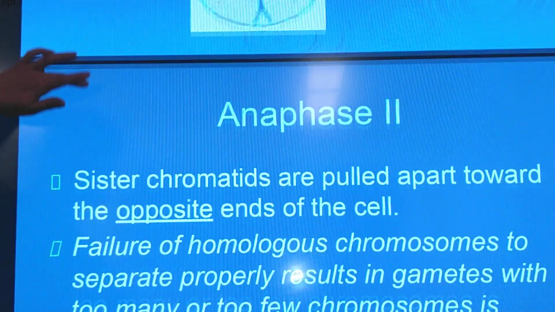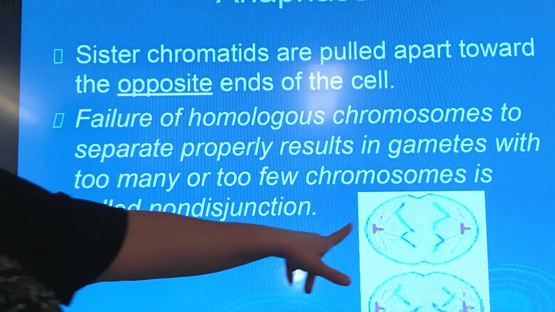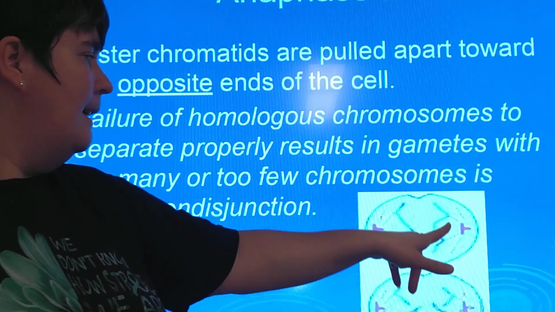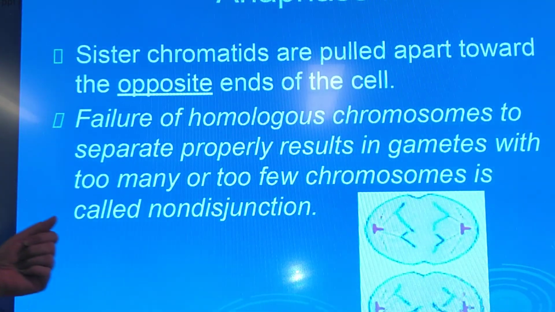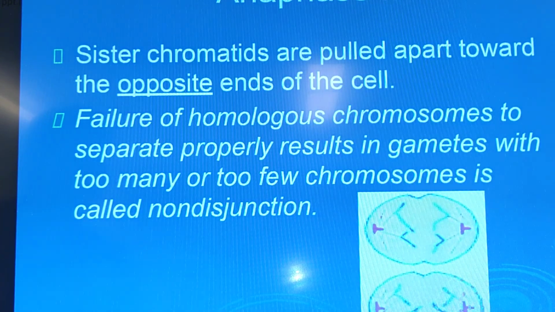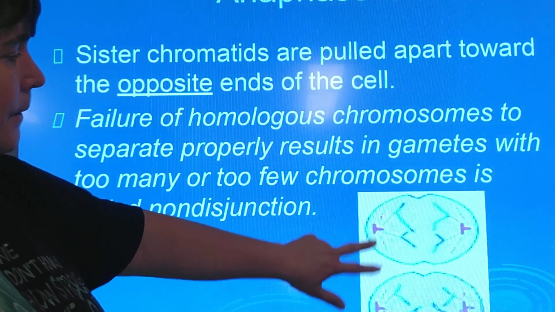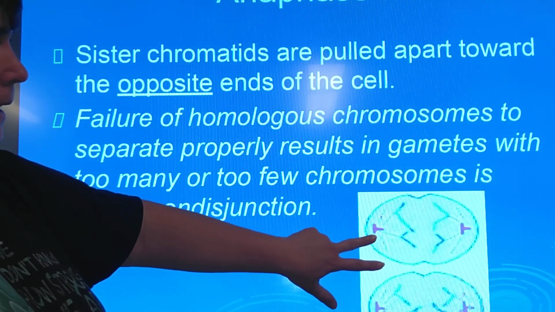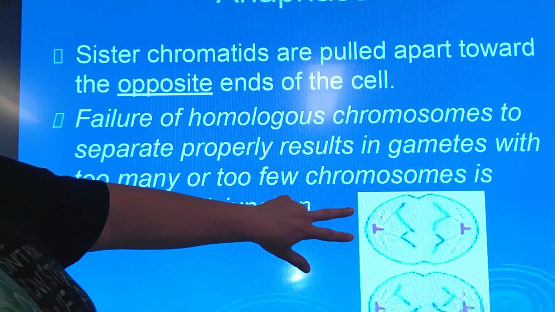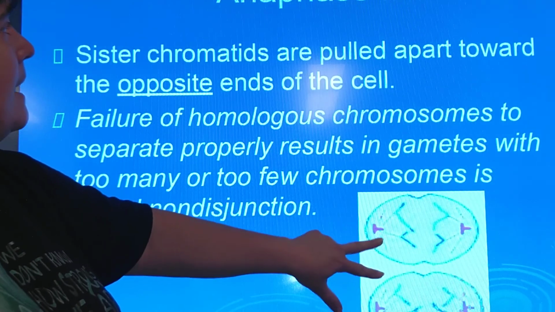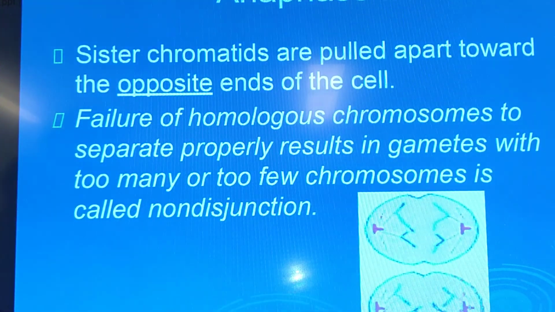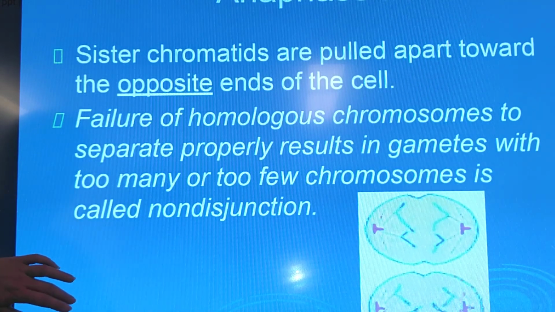This time, anaphase 2, this is where we're going to separate our sister chromatids. Our sister chromatids are going to pull apart and go to the opposite ends. Notice we have two cells going through this now. At the end of telophase 1, we had two cells. Now these two cells together are going through PMAT 2, so the sister chromatids are pulled apart to the opposite ends.